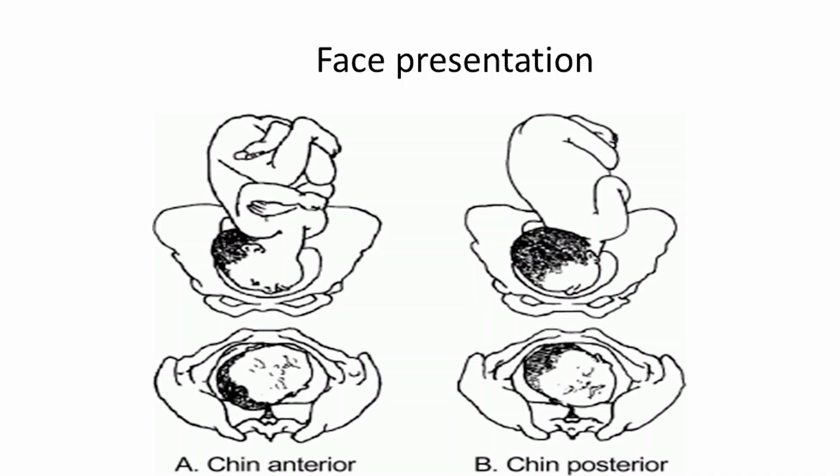And this diagram just shows face presentation. The first diagram to my left shows when the chin is anterior, and the one to my right shows when the chin is posterior.